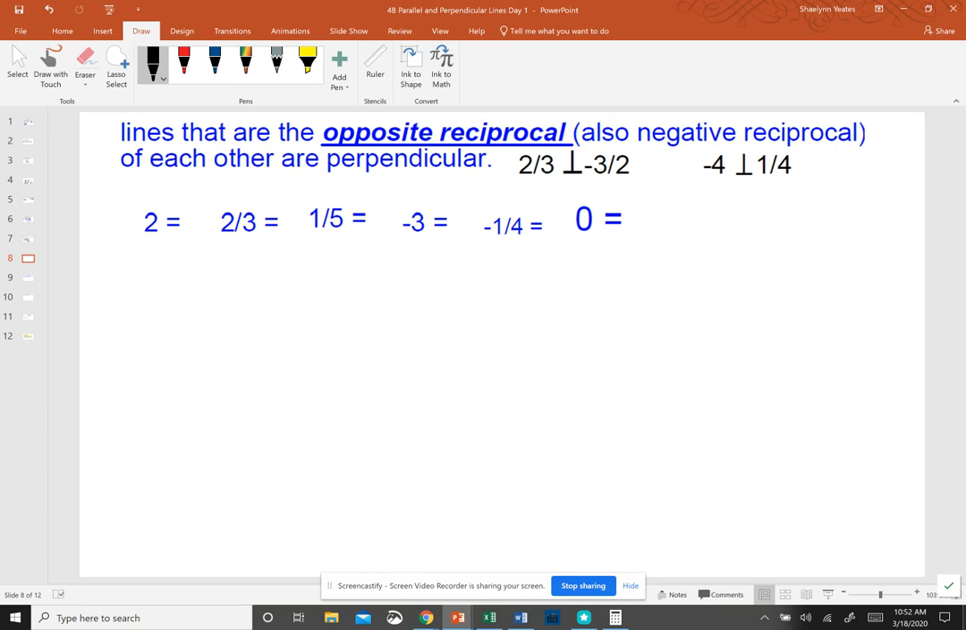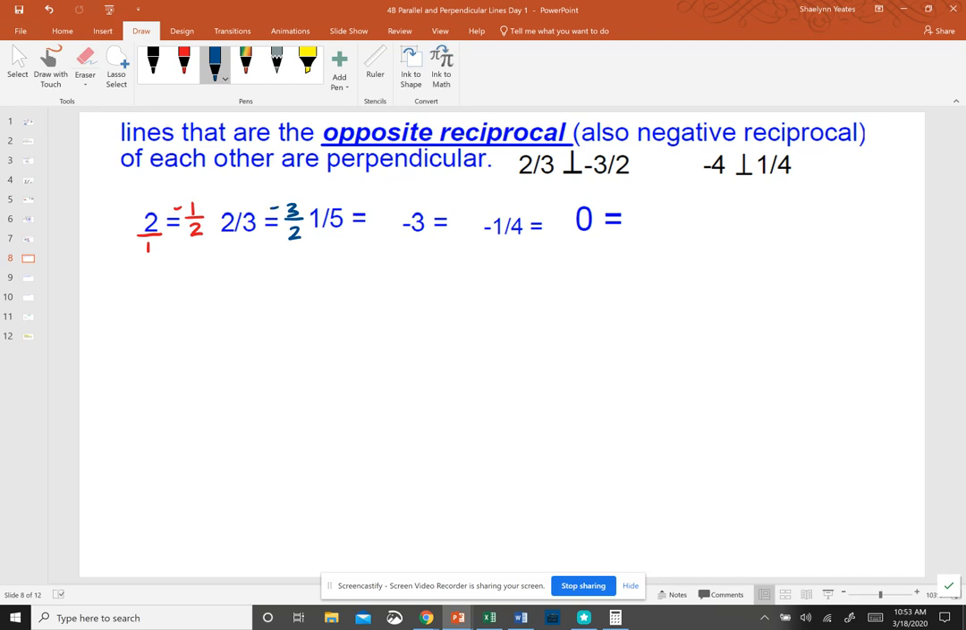Okay, lines that are opposite reciprocals, also known as negative reciprocals, are each other's perpendicular slope. So if I was given 2/3, perpendicular to that would be -3/2. If I was given -4, the perpendicular to that would be 1/4. So in the case of 2, this is actually 2/1. So if I flip this over, this becomes 1/2, and then I need to flip the sign, so now it's negative.